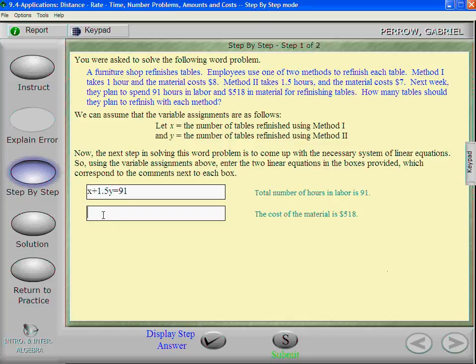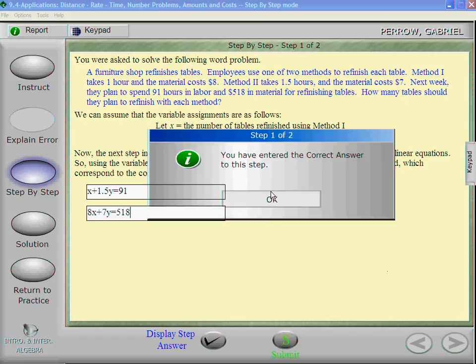And then for the second part, I could say that the first method costs $8 per table times x number of tables. The second method costs $7 per table times y number of tables, and that should equal the total dollar amount of 518. So those should be two equations that work. Okay, so far so good.